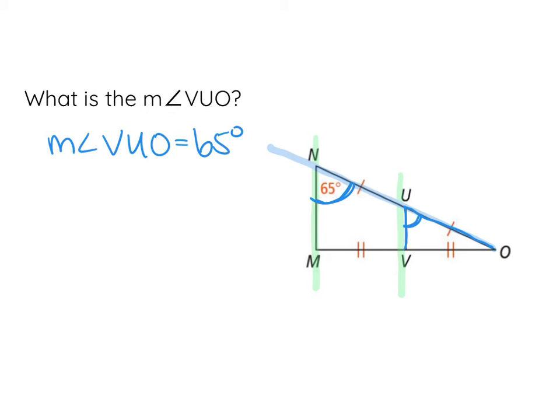I could do that over here too. If I said this one was 90, this one would have to be 90 also because those are corresponding angles. You would just have a different transversal. That's a little better.